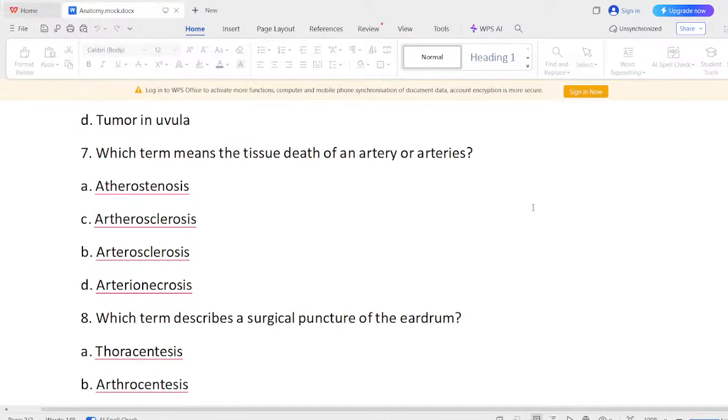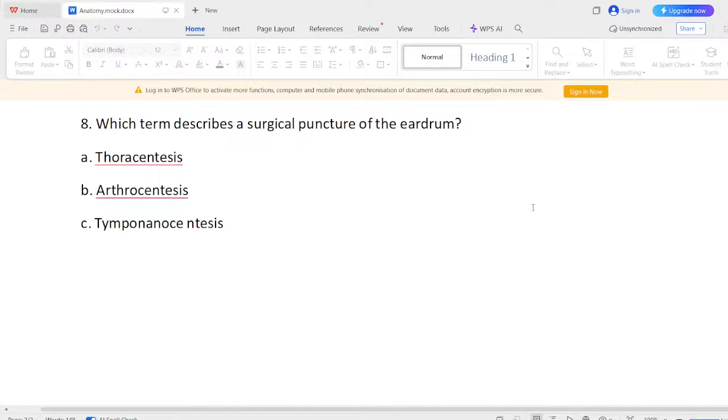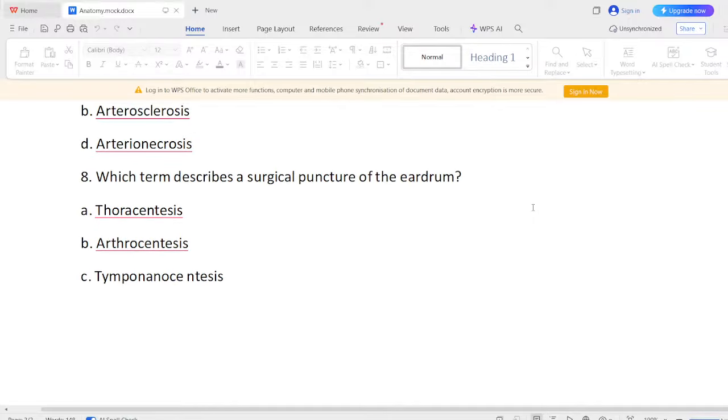Okay. I'm sorry, only three options are there, guys. Which term describes a surgical puncture of the eardrum?